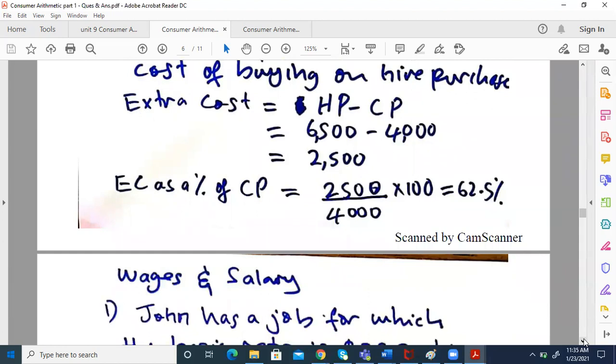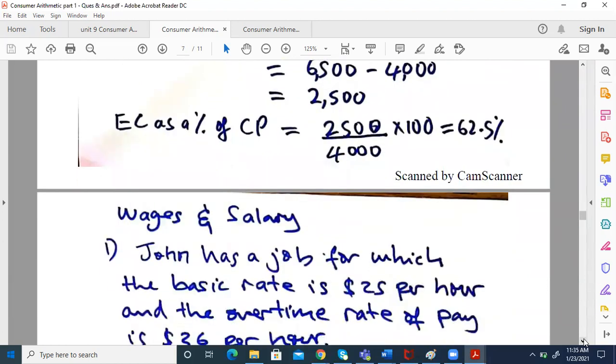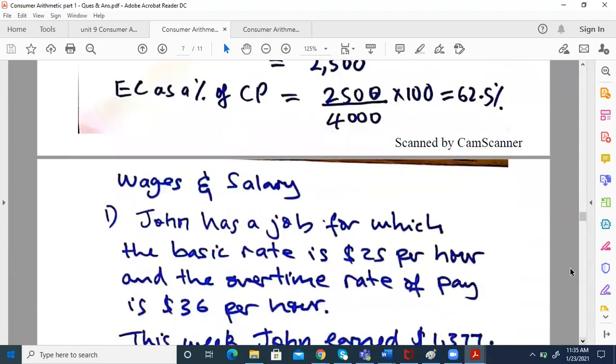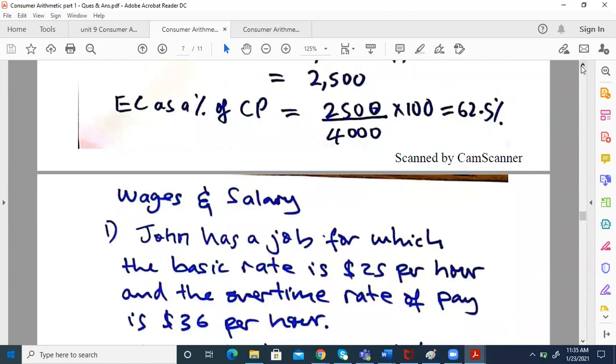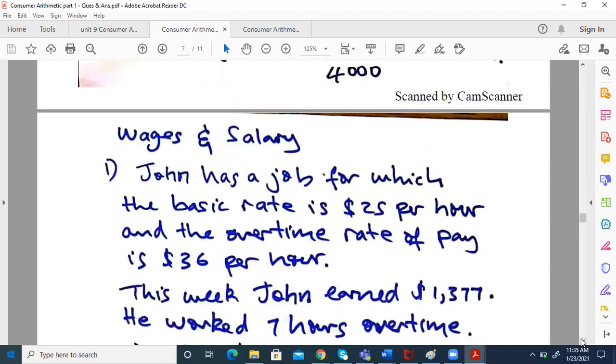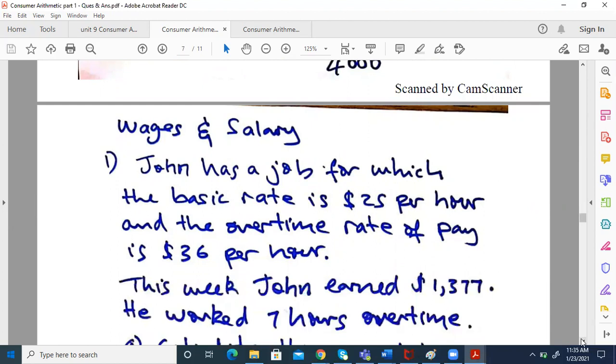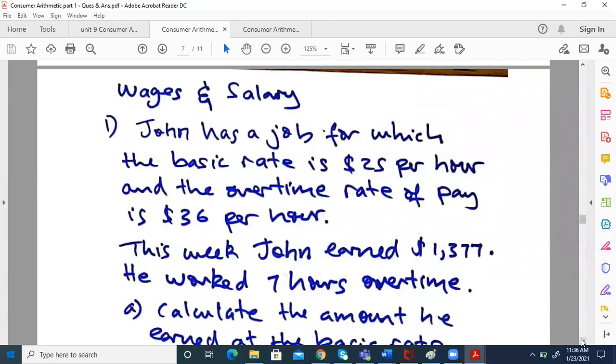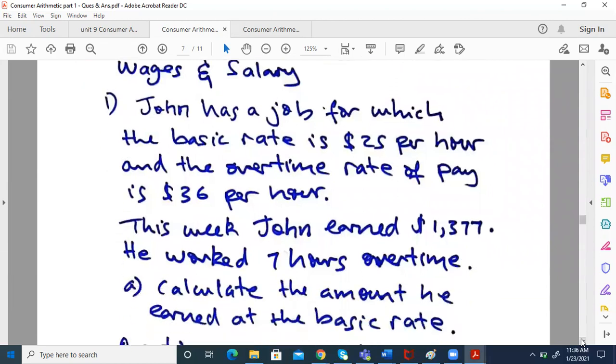The next one now, wages and salary. So John has a job for which the basic rate is a certain amount per hour, and the overtime rate is a certain amount per hour. Then it says this week John earned 1,377. He worked 7 hours overtime. Calculate the amount he earned at the basic rate.